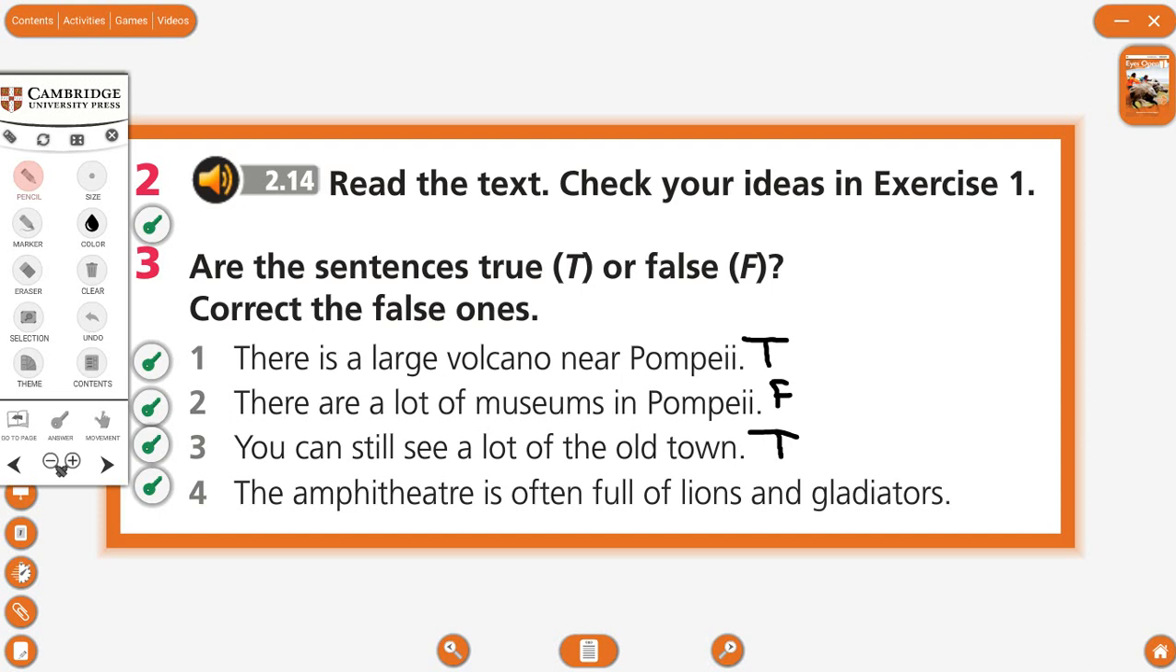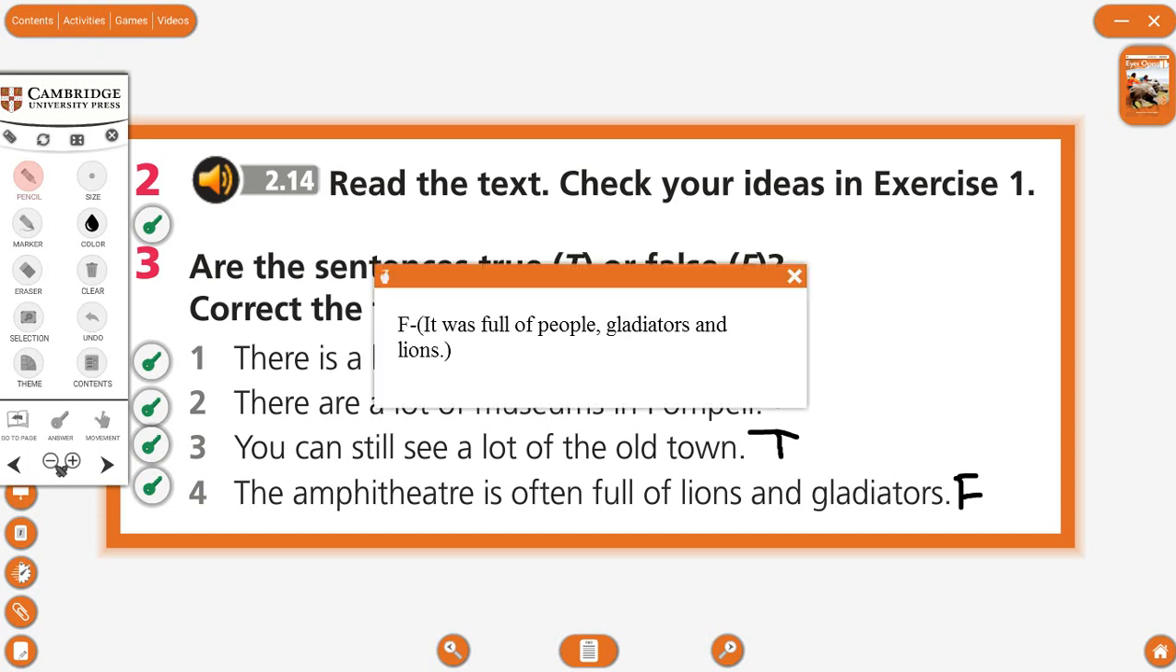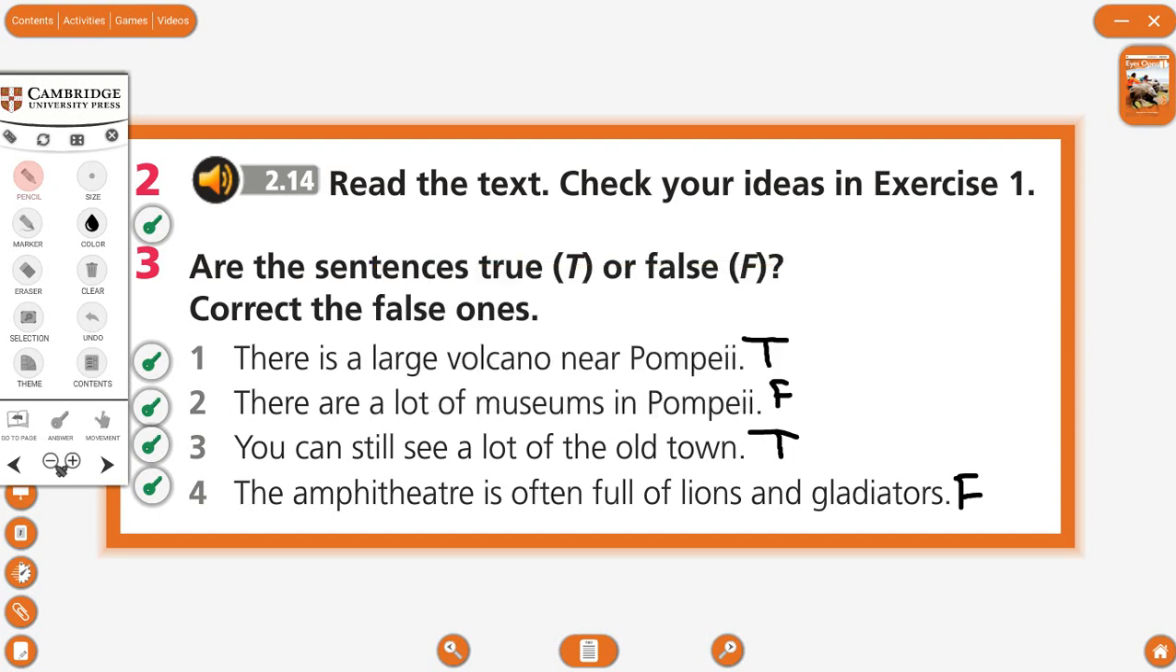And look at 4. The amphitheater is often full of lions and gladiators. This is false, because the amphitheater was full of people, gladiators and lions, not just lions and gladiators. It was full of people, gladiators and lions. Now check your answer, please. Okay, I'll pass this exercise.